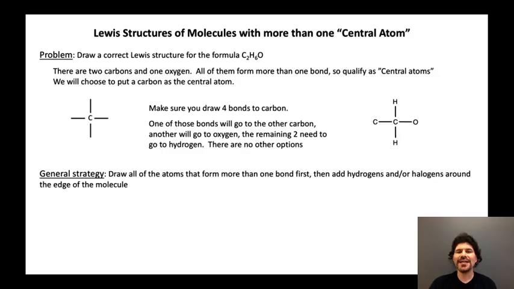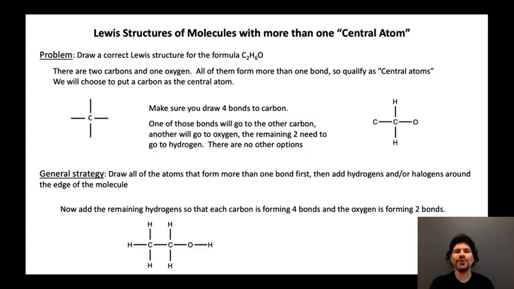So our general strategy is we want to draw all of the atoms that form more than one bond first, and then we want to add hydrogens and/or halogens around the edge of the molecule because those are the elements that only form one bond. Okay, so following that strategy, if we add the remaining hydrogens, 3 onto the left-hand carbon and 1 onto the right-hand oxygen, we now have each carbon forming 4 bonds and the oxygen forming 2 bonds, so they're all happy.